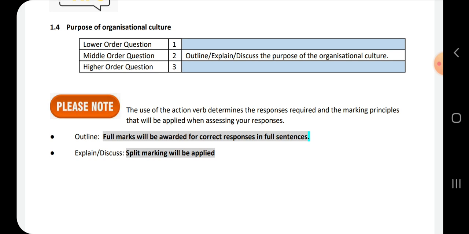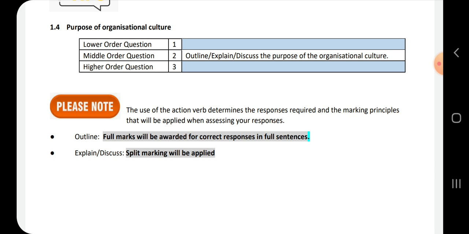What is an organizational culture? That's what you have to know first before you explain it. So they say you must outline, explain and discuss. You explain as if you're explaining to your grandmother who does not know what organizational culture is. You learned from school and now you have to explain to your grandmother in a way which they will understand. So meaning you go into full detail.